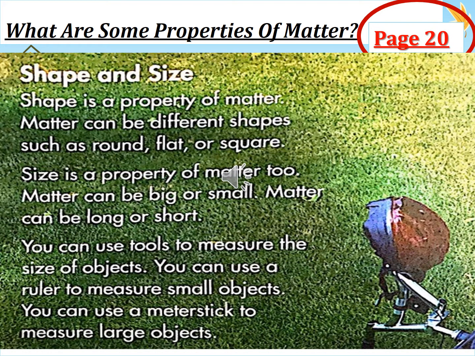We shall now proceed on page 20. Your fourth and fifth properties of matter are shape and size. Shape is a property of matter. Matter can be different shapes, such as round, flat, or square.